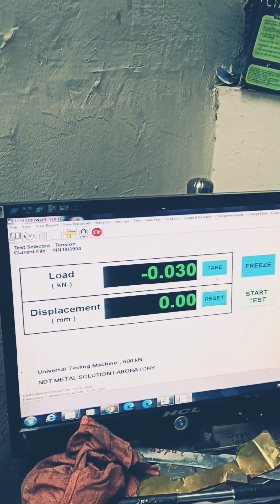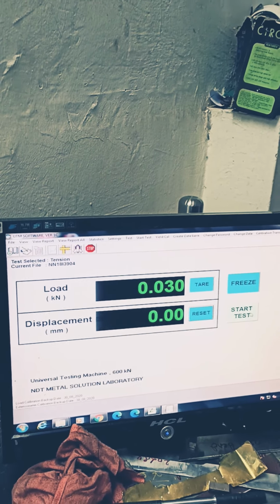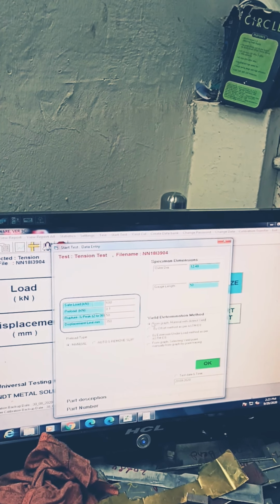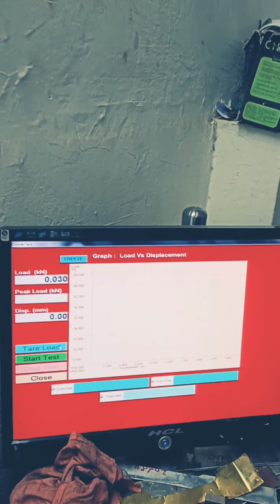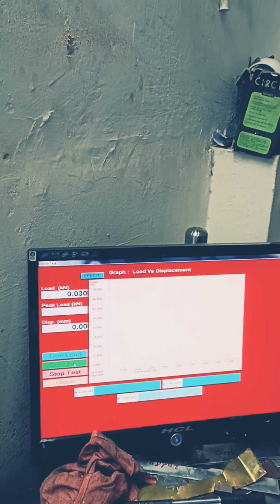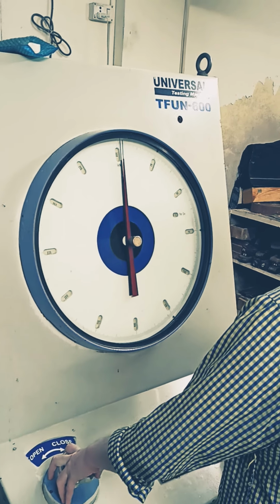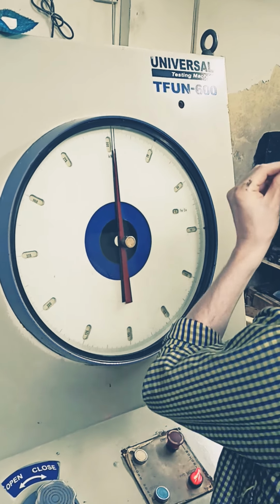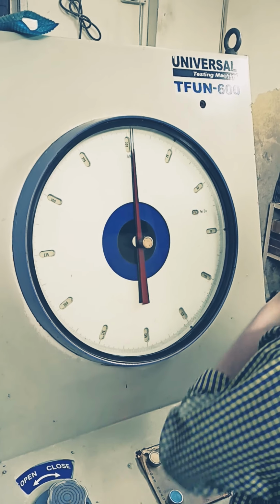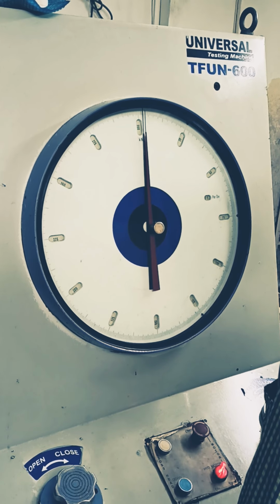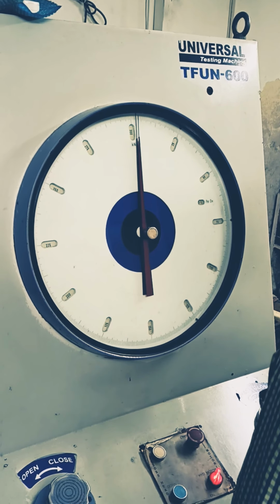After submitting the values, we should tare the load to 0, set the basic criteria, and then start the test. The load is given to the sample gradually. The more gradual the load, the more accurate the testing, and the more accurate the results we get.